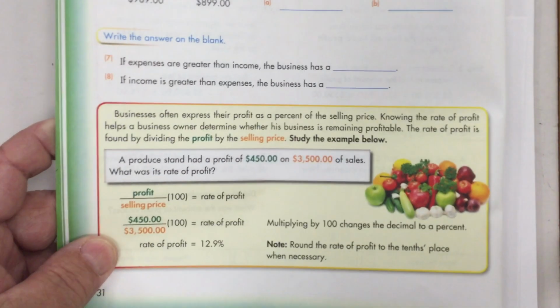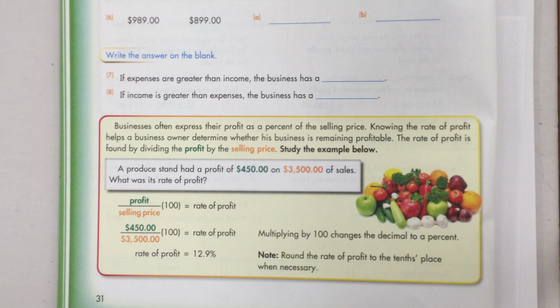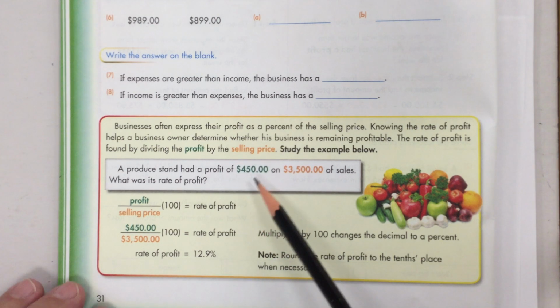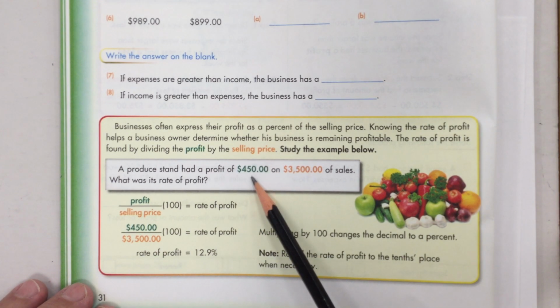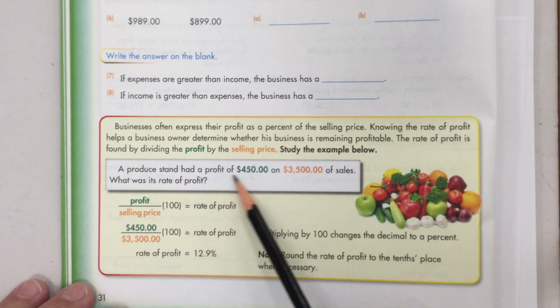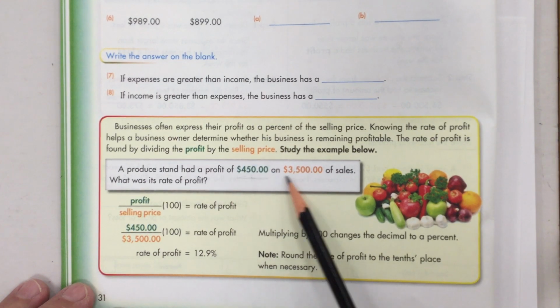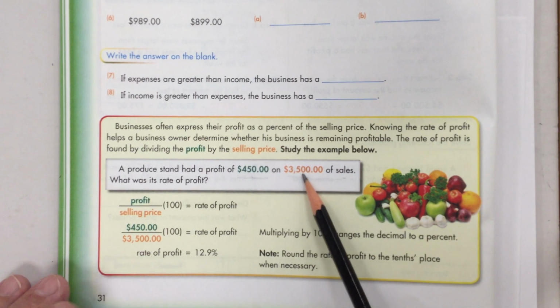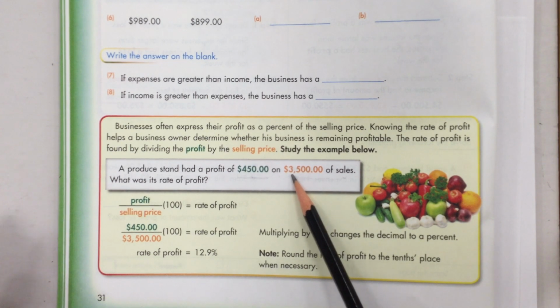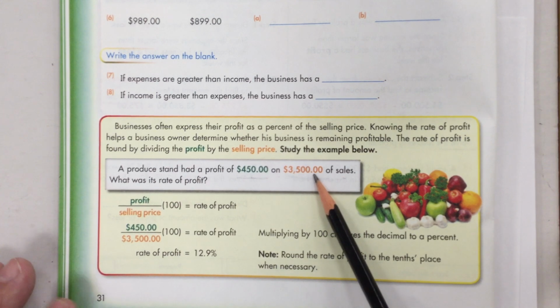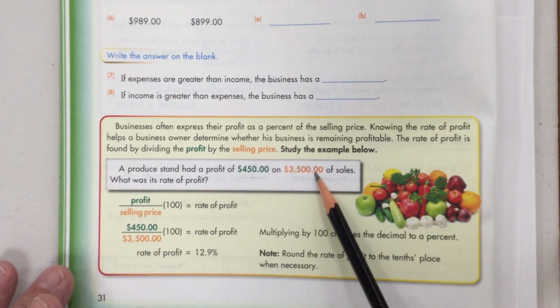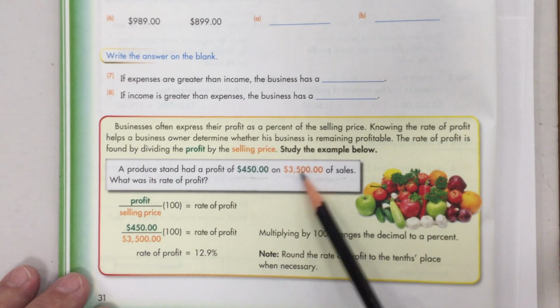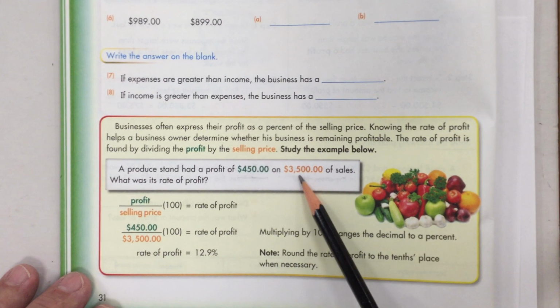But when we get down to the bottom, what they're asking us to do, and this is the real crux of our lesson today, is that whatever amount is left over, in this instance, it is a profit, okay? The produce stand made a profit of $450 on this amount of sales. So obviously, if we subtract 450 from that, 3,005 was the expenses, but they don't have that in there. But obviously, they made a profit, and that's how much they sold.